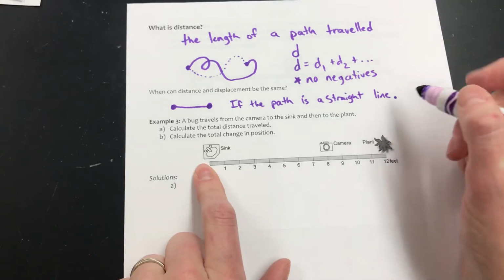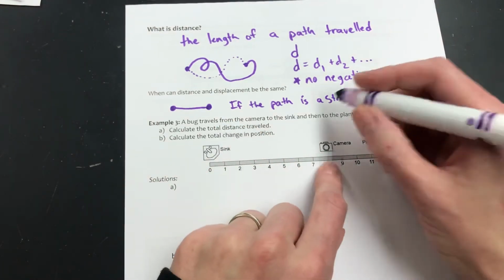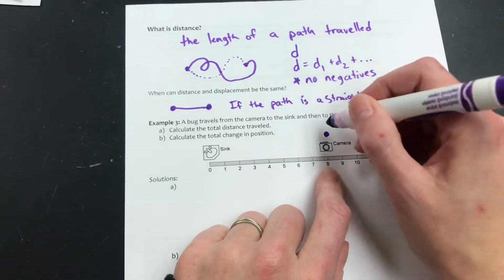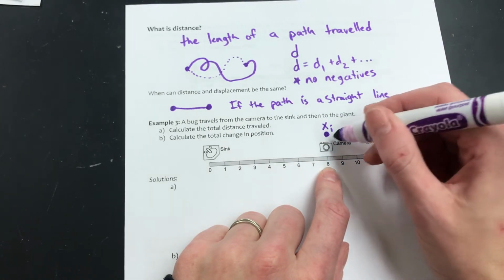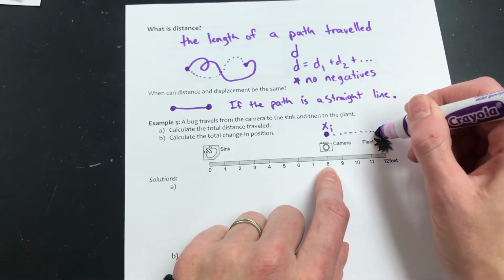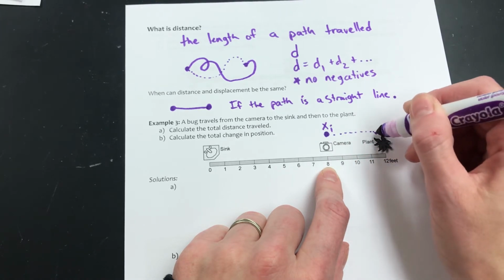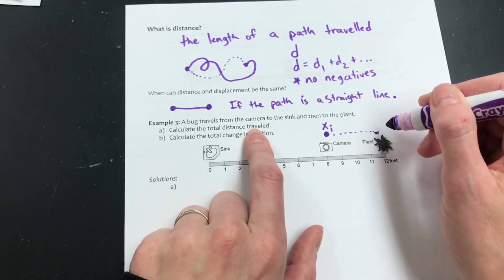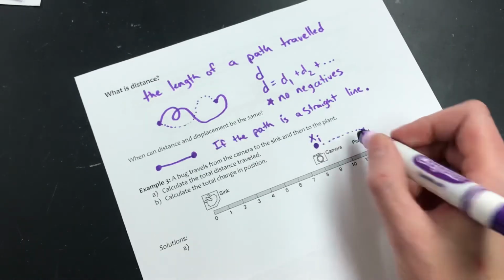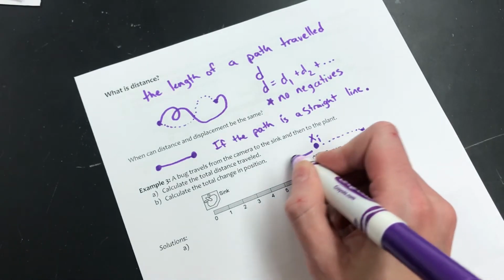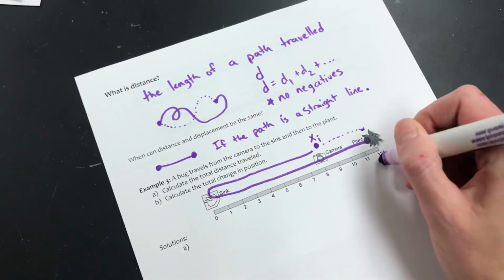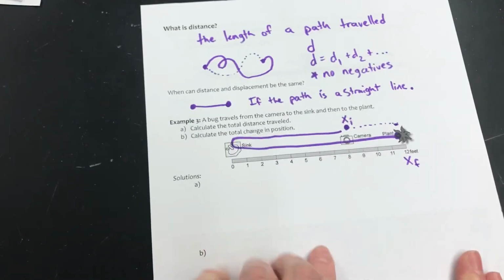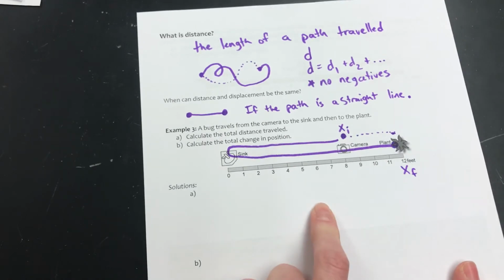Okay, so we have a bug. It travels from the camera, so it's going to start here. We'll call that xi. I'm going to trace its path here. Oh, I'm sorry, it goes to the sink. Let's pretend that's not there. We'll just draw a fat line. It goes to the sink, and then it goes to the plant. There we go. Okay, so here's our xf.